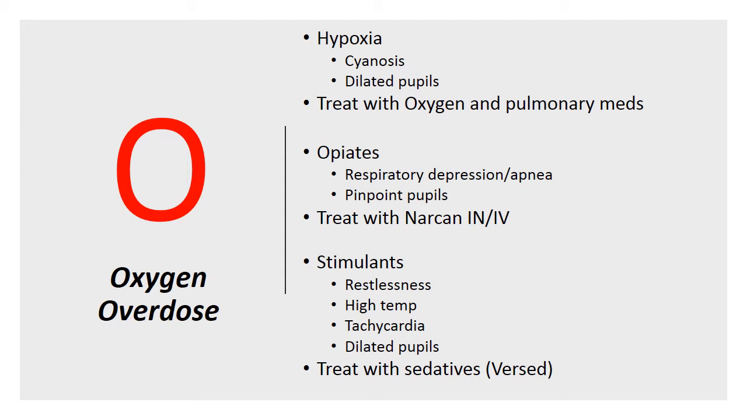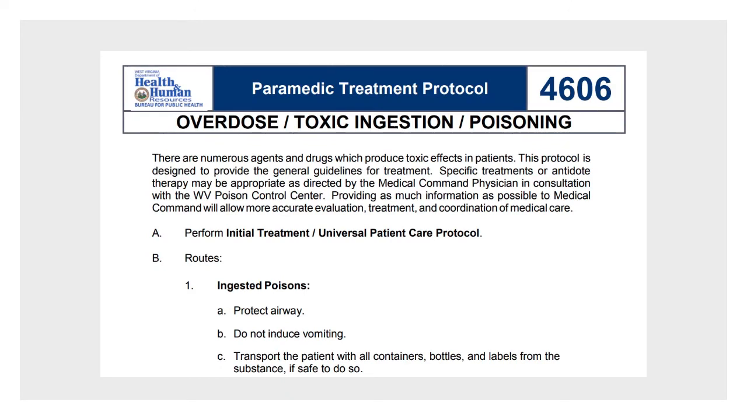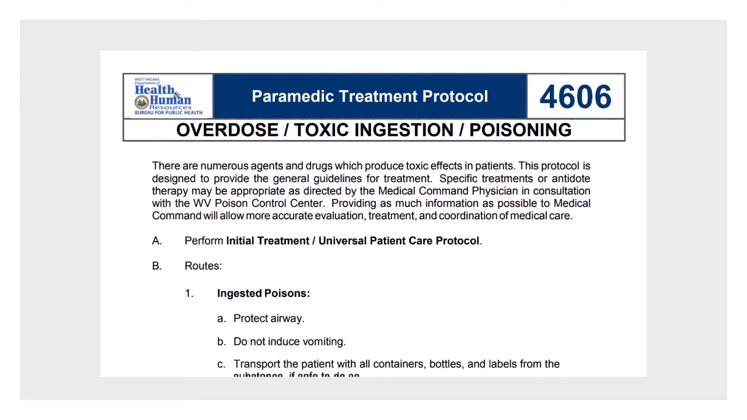So with them, Narcan's not going to do anything for them. The best thing to do is treat them with sedatives if they start getting in these excited states, or they're developing tachycardia, or they're seizing because of all the side effects of that stimulant. So let's just do an overview of the entire overdose and poisoning protocol for West Virginia.